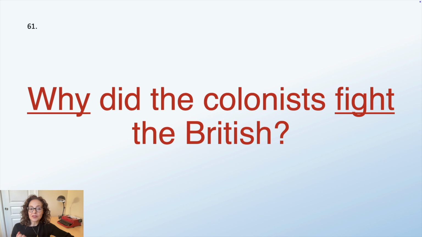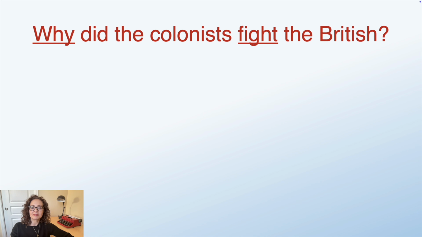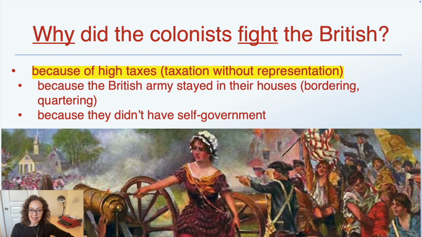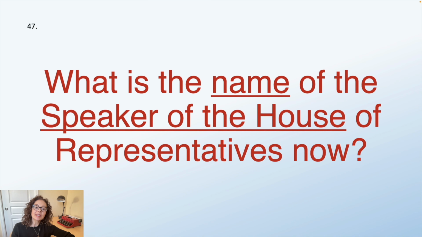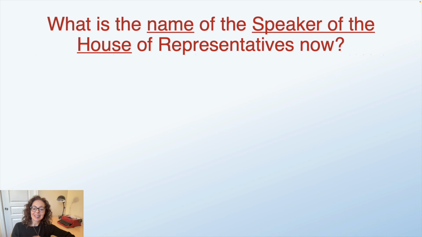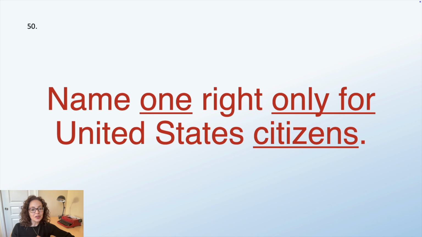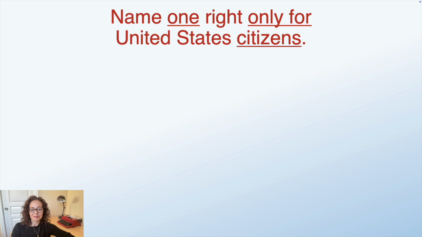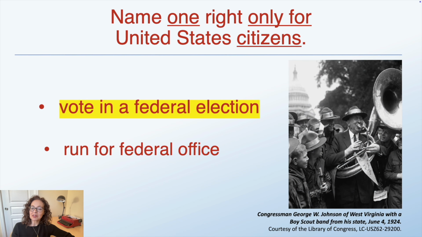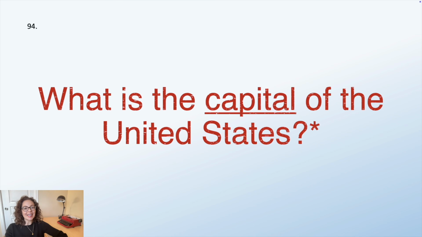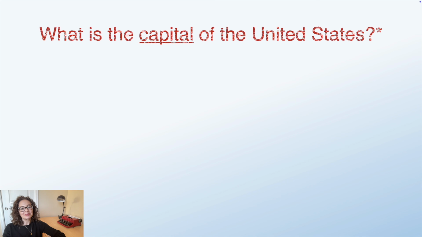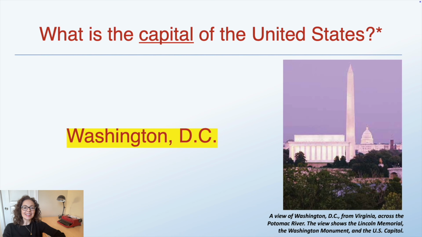Why did the colonists fight the British? Because of high taxes. What is the name of the Speaker of the House of Representatives now? The name of the Speaker of the House is Mike Johnson. Name one right only for United States citizens. Vote in a federal election. What is the capital of the United States? The capital of the United States is Washington, D.C.